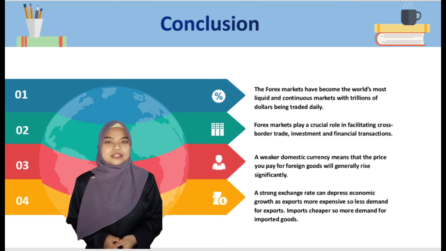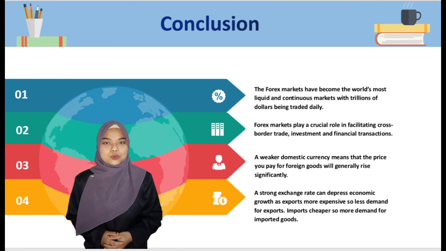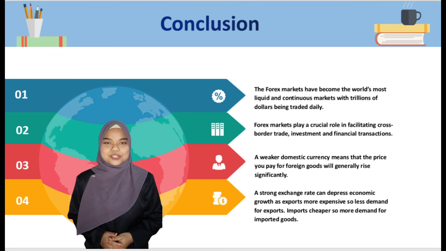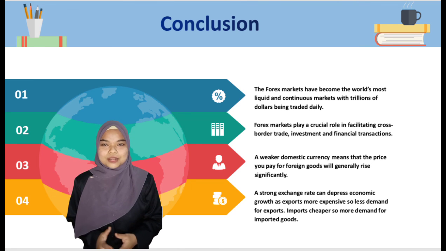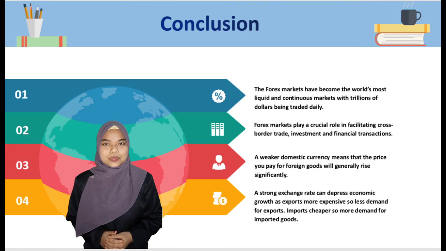So here we define that a weaker domestic currency means that the price you pay for foreign goods will generally rise significantly. It relates to the inflation rate in a country. Lastly, in the foreign exchange market, a strong exchange rate can depress economic growth as exports are more expensive, so there is less demand for exports. Imports are cheaper, so there is more demand for imported goods. Everything related to the forex market depends on how we, as participants, participate in the market in terms of buying, selling, exchanging or speculating for profit.